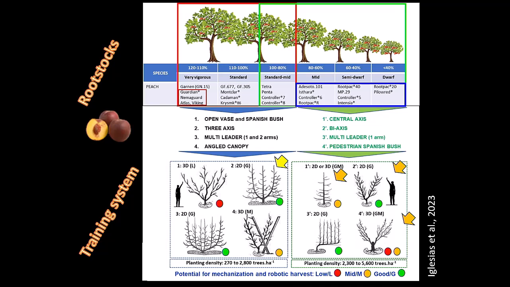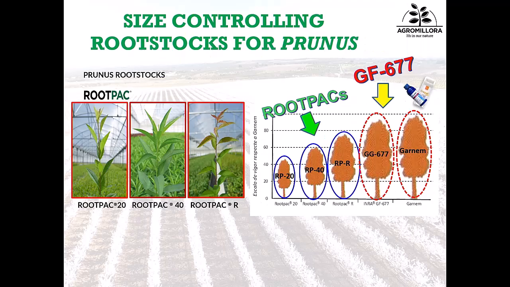So in this range of vigor, as you can see here, you are probably using a lot of Guardian or Atlas or whatever. So we are moving in this part. Of course, using these rootstocks we can go for planar canopies, but using these size-controlling rootstocks, we can go for axis, for B-axis, or for a small goblet. So you have different options to use.